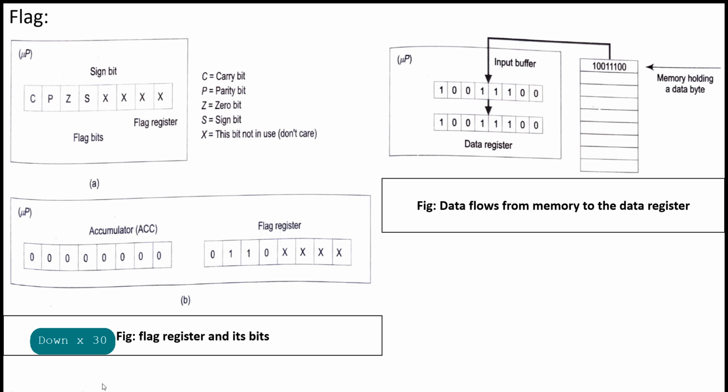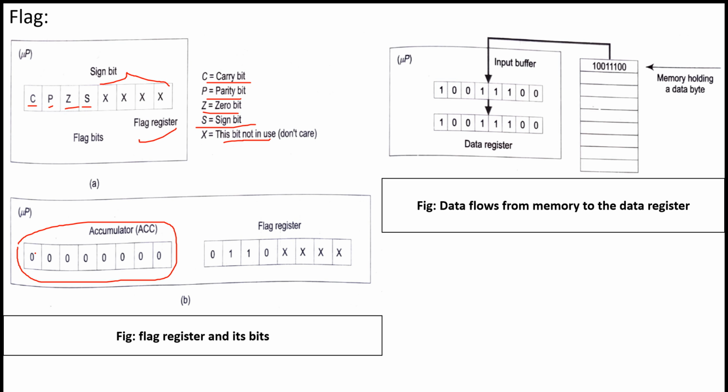See here in this figure. This one is a flag register. This one is carry bit, parity bit, Z that is zero bit, S represents sign bit, and X, this bit is not in use. Okay. So for example, consider after some arithmetic operation, the accumulator content is this one, that is all zeros. Okay.